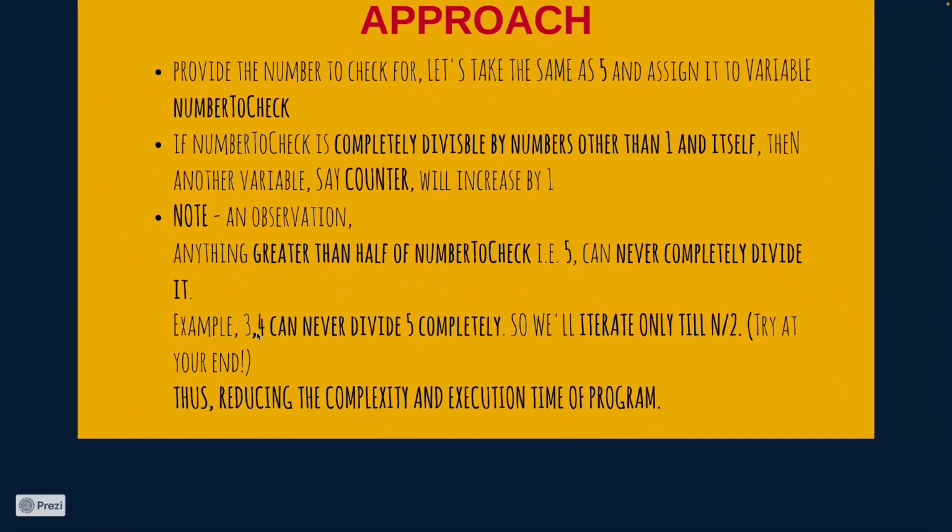So if we are sure that the numbers 3 and 4 will never be able to completely divide 5, why should we check for that, right? So we'll loop only till n by 2, that is the number that we're taking, 5 divided by 2. This is the truth for all numbers. When we do this, the basic benefit, written in the last line, is that it reduces the complexity and execution time of the program, which is logical.